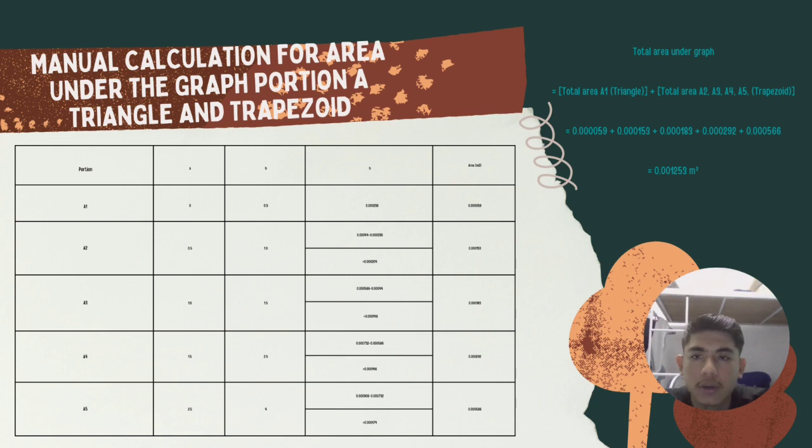Today I will talk about the manual calculation for the area under the graph, portion A, triangle and trapezoid. As you can see, here is the table you can follow. And for the total area under the graph, you can use the formula: total area A1 triangle plus total area A2, A3, A4, A5 trapezoid. Here is the calculation. You can look at the right area above me.